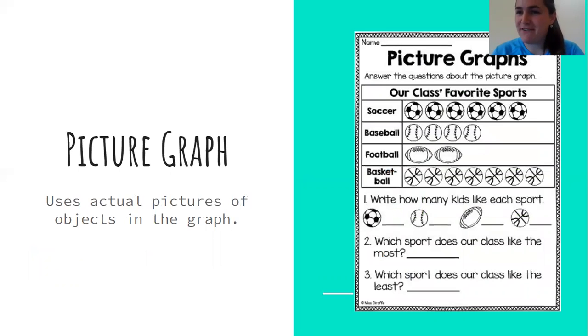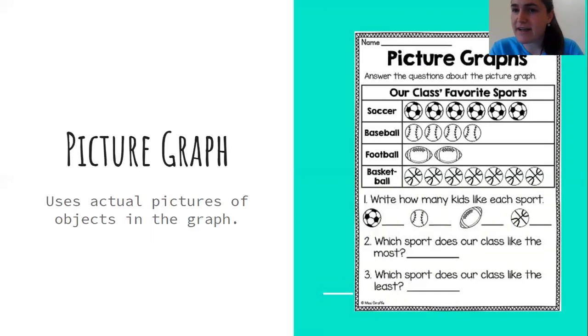Our next type of graph that we have here is called a picture graph. And if you look at the picture graph, once again, it has a title. And it was our class's favorite sports. And the reason it's called a picture graph is because, you guessed it, it uses pictures. So what I would do here is I would just count up each of the pictures next to each category.